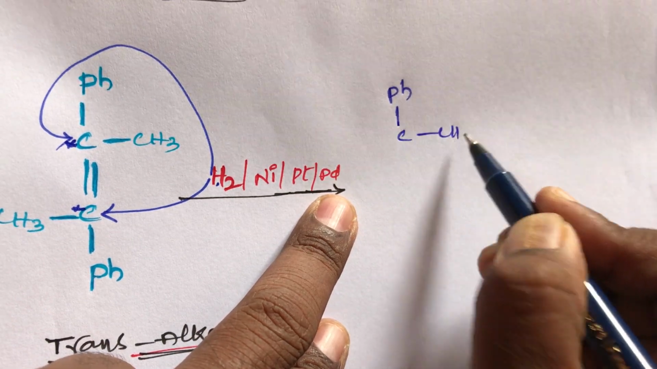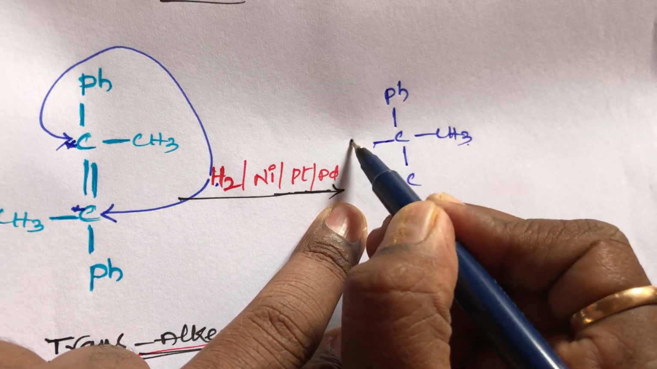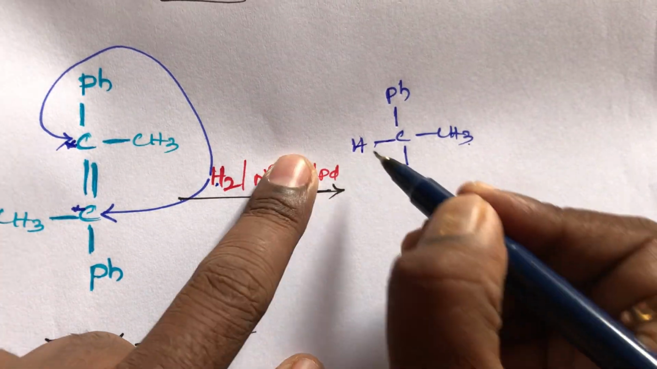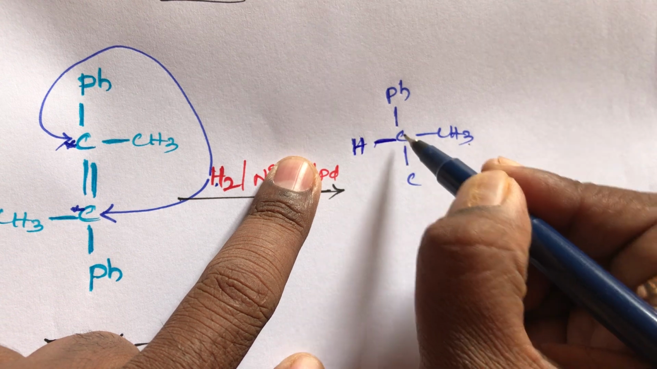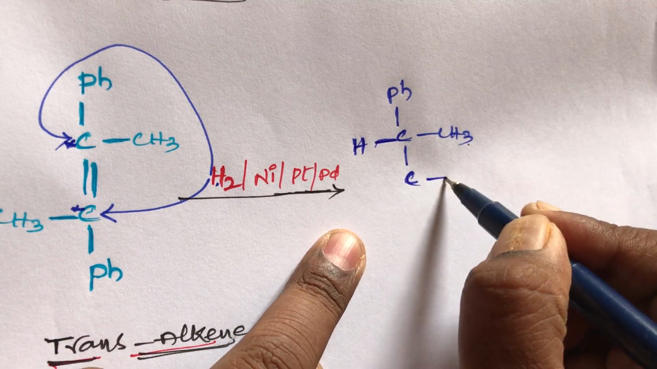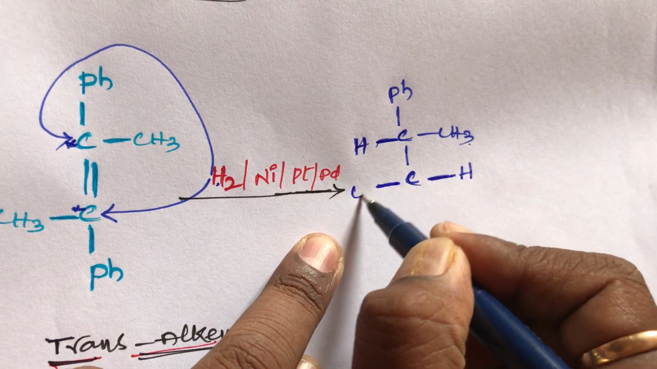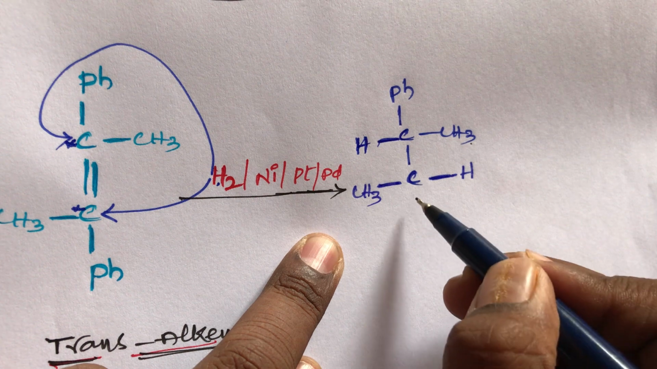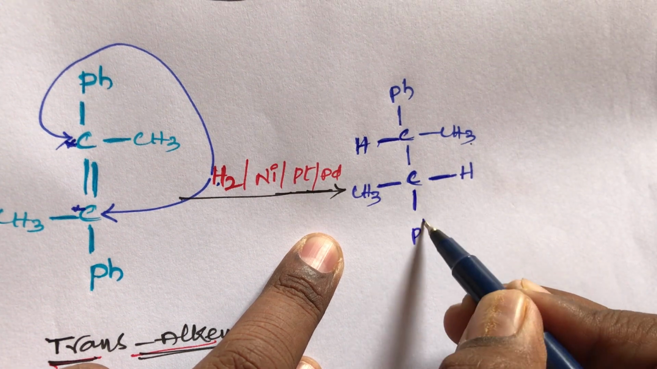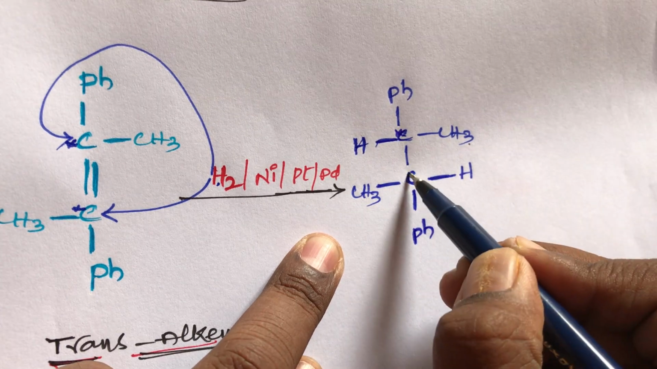See, CH3 is already on the right hand side, hydrogen will attack the left hand side. Then here, the empty space on the right hand side is there, hydrogen will attack the right hand side, and on the left hand side the CH3 group is already there, and downwards the phenyl group is already there, and it is also a chiral center.